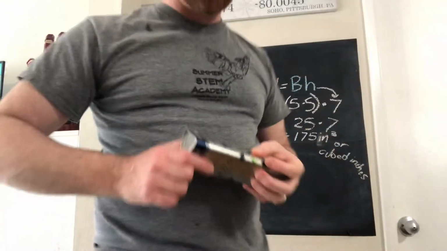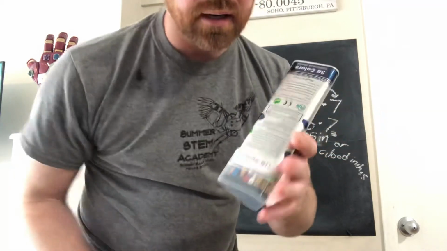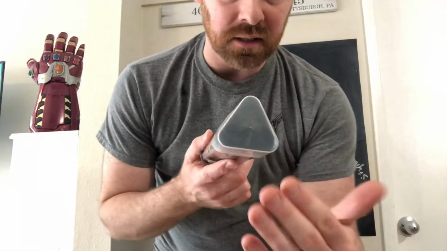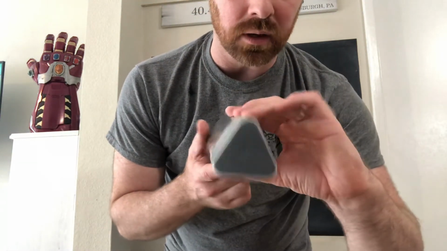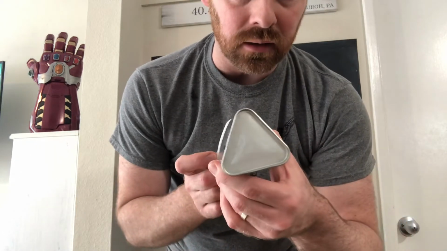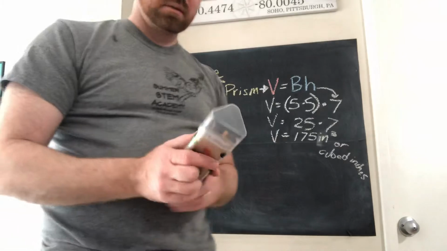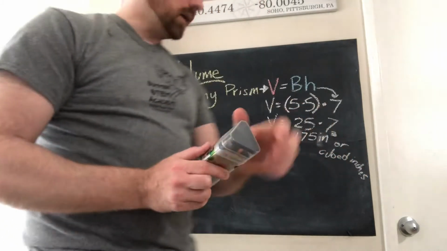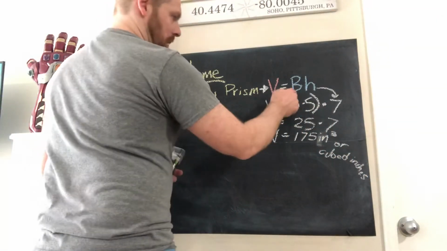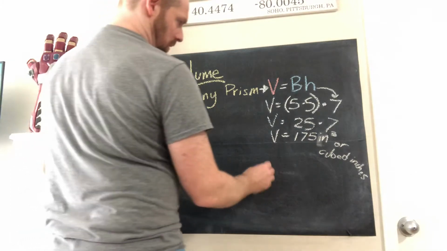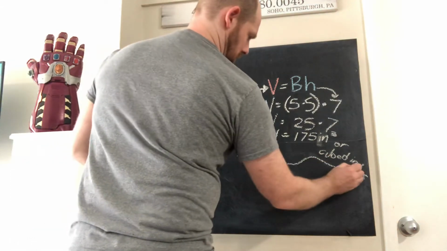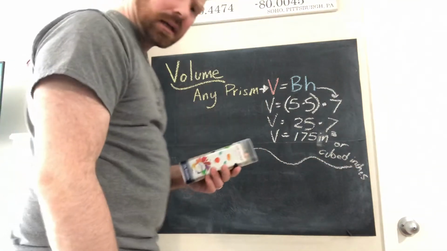All right, next shape. This isn't a perfect triangular prism, but it is a prism in the sense that it's the same shape on one end as it is at the other end. And it's connected by a bunch of rectangles. Okay, so I'm going to calculate the base times the height of this one. So for this one, this is a triangular prism.